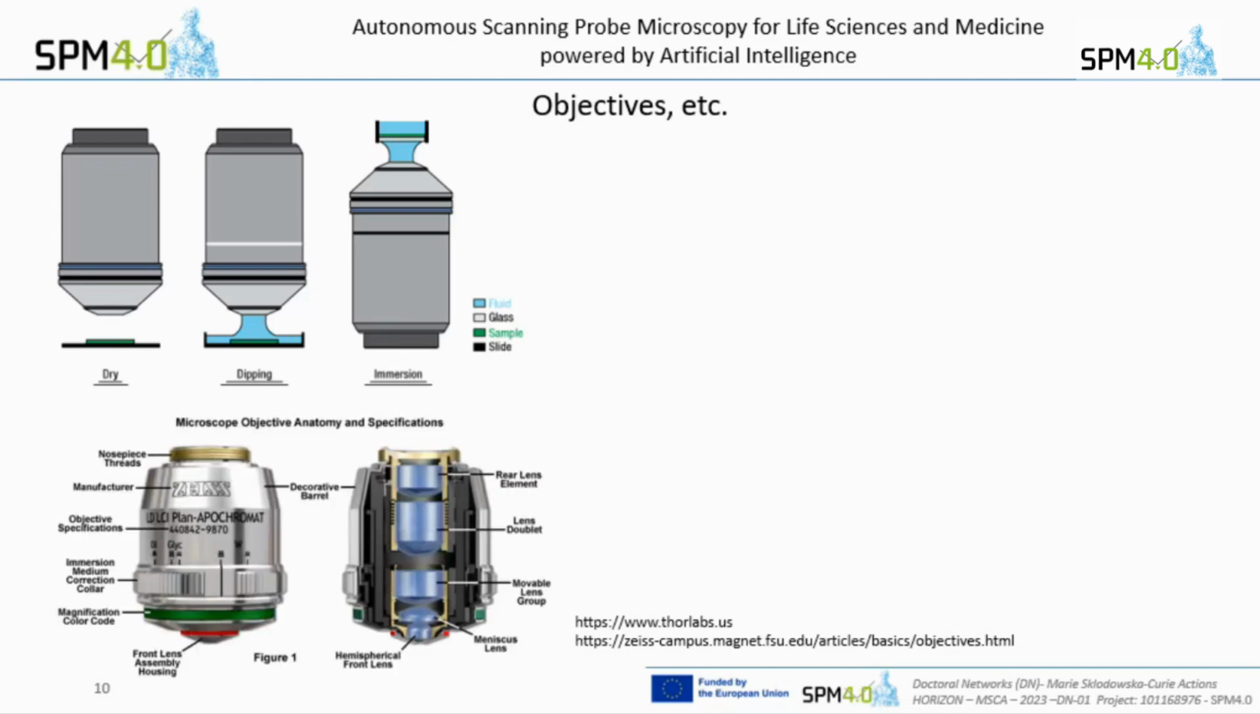Modern objectives look something like this. They have a more or less complicated lens structure, and you also have these adjustment rings where you can adjust for different cover slip thickness, and immersion media like oil and glycerol or something like this. And with that, and with a clear sample, you can make very beautiful images.